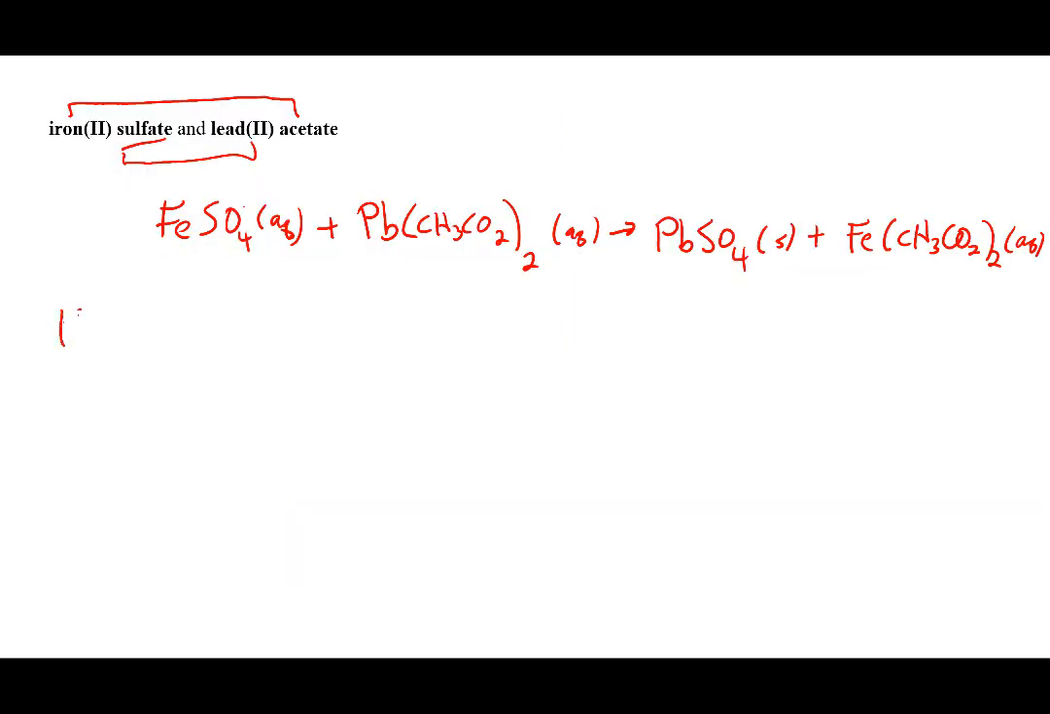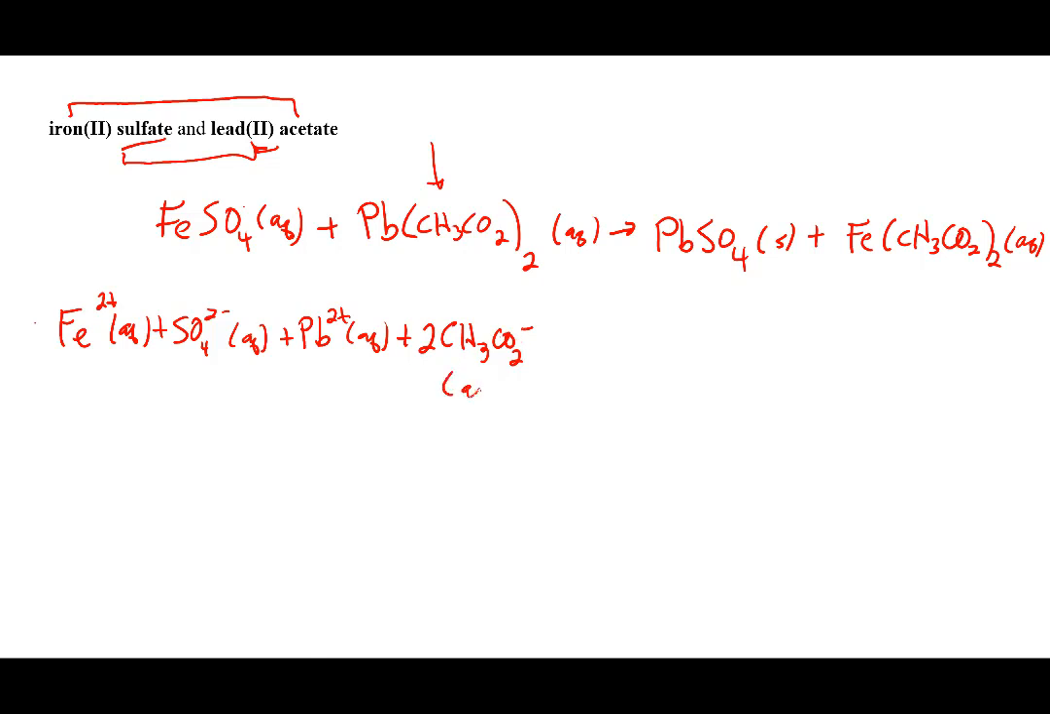So we start out with iron 2 plus. This breaks up into ions, so it's iron 2 plus aqueous plus sulfate 2- aqueous plus lead 2 plus aqueous. You know it's 2 plus because it tells you, but also because there are 2 acetates at this stage. Plus 2 acetates. Acetate will always be aqueous because it's always soluble. That goes to make lead sulfate solid plus iron 2 plus aqueous plus 2 acetates aqueous.